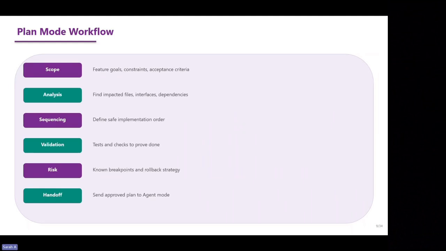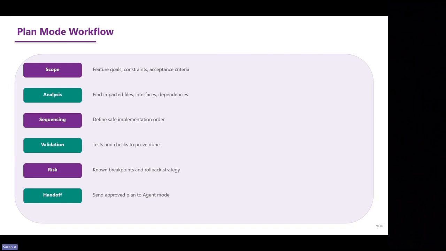How do I validate it? How do I know that, okay, all the code that we've made changes to in that particular file, how do I do those tests to prove that it's done, right? So that is what validation is when you're planning. Then the next thing is risk. So what can break and how do I roll back, right? So knowing your breakpoints and having a rollback strategy is something you want to plan as well when you are building an application. Then handoff.